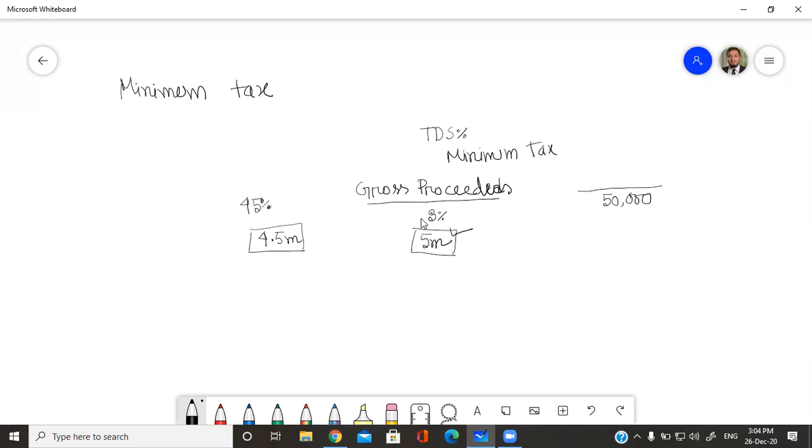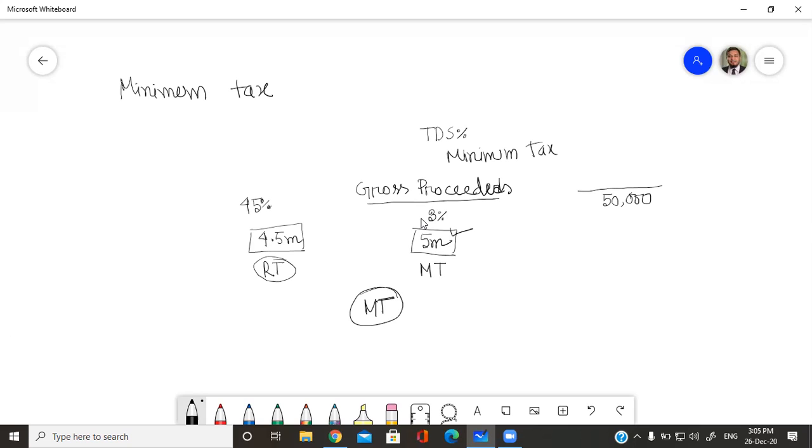Is it natural thinking that the tax authority would like the assessee to pay which amount, 4.5 million or 5 million? 5 million. Okay. So if the regular tax and the minimum tax are compared and the minimum tax is higher than the tax computed using the regular assessment, in that case minimum tax is to be paid. Minimum tax is to be the final tax liability.